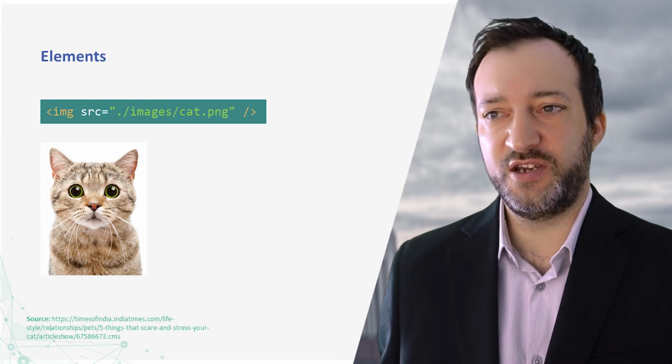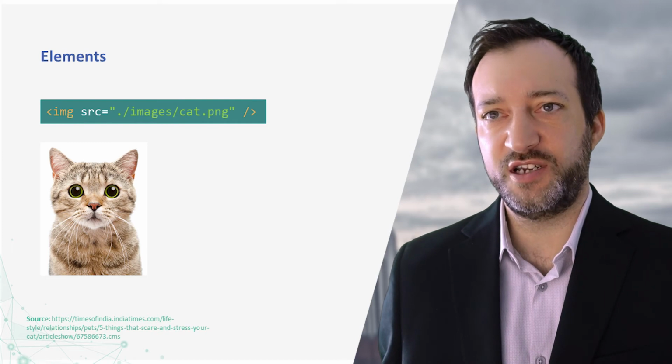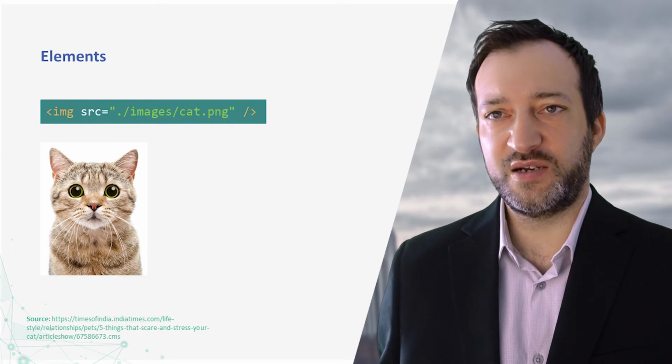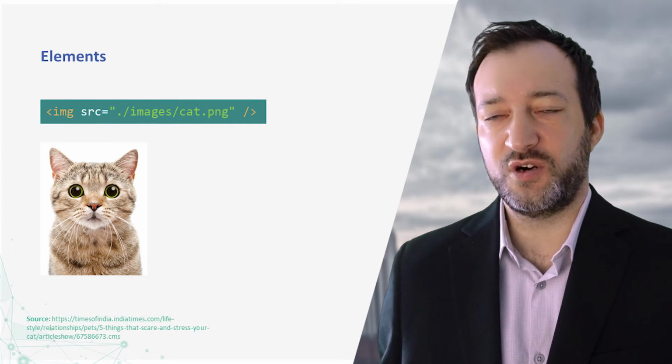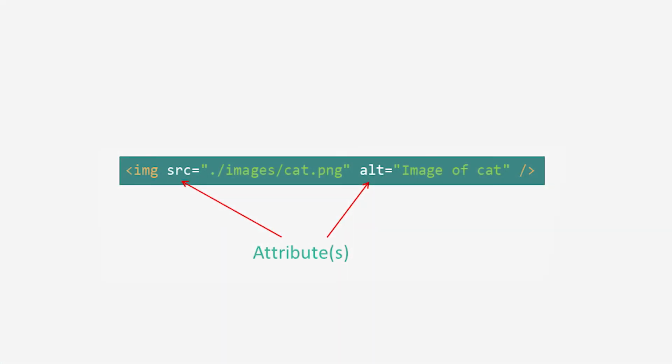Some of these attributes, like the source attribute, are mandatory and others are optional. An example of an optional attribute is the alt or alternative text attribute. This can be used to display alternative text if the image can't be loaded for some reason. This also improves the accessibility of web pages because people using screen readers, such as blind people, can have the text read aloud to them and they can understand what the image contains.